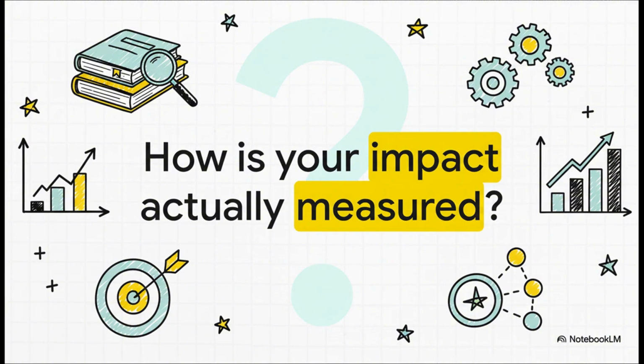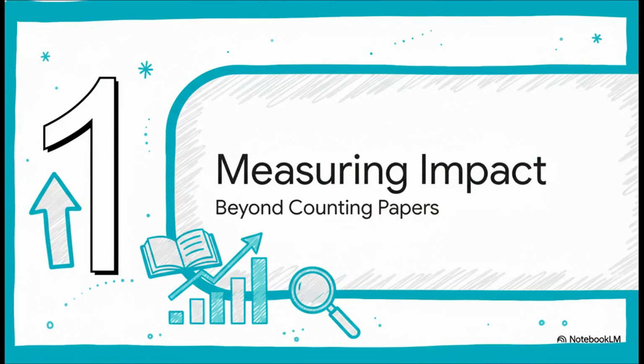Okay, if publishing is just the baseline, what's the next level? How do universities and funders and even your own colleagues figure out the real impact of your work, beyond just counting up your papers? Let's find out. It is so much more than just quantity. Your scholarly impact is really a mix of how much you publish and how much that work actually influences the conversation in your field. So how in the world is that influence actually quantified?